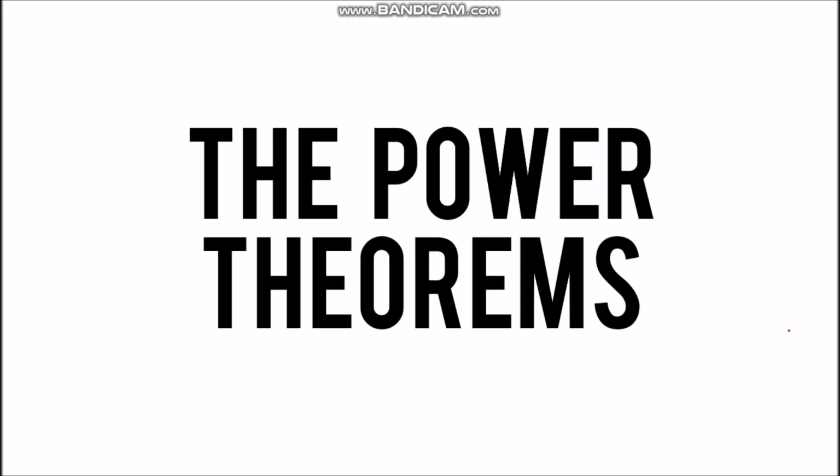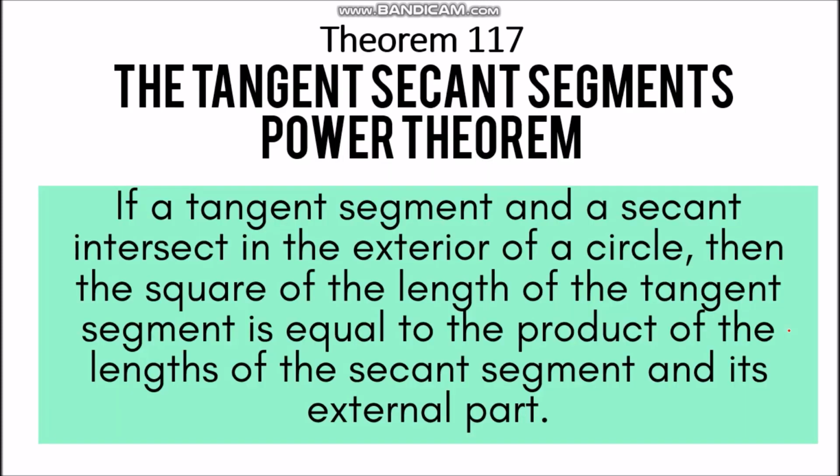For today's lesson, we will be discussing the third power theorem, which is Theorem 117. Theorem 117 is the tangent-secant segments power theorem. This states that if a tangent segment and a secant intersect in the exterior of a circle, then the square of the length of the tangent segment is equal to the product of the lengths of the secant segment and its external part. To better understand this theorem, let's take a look at this example.